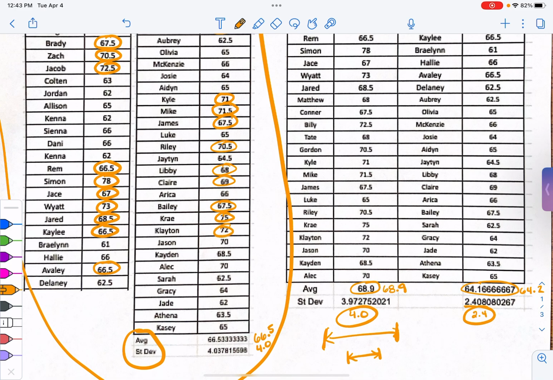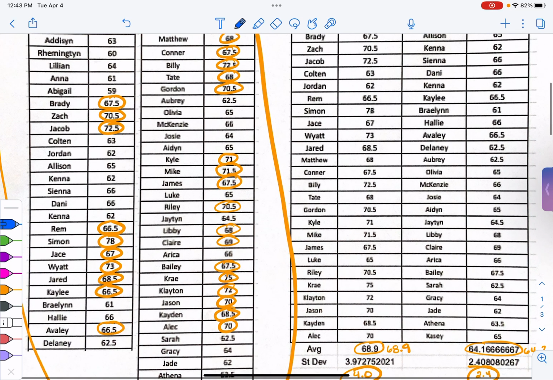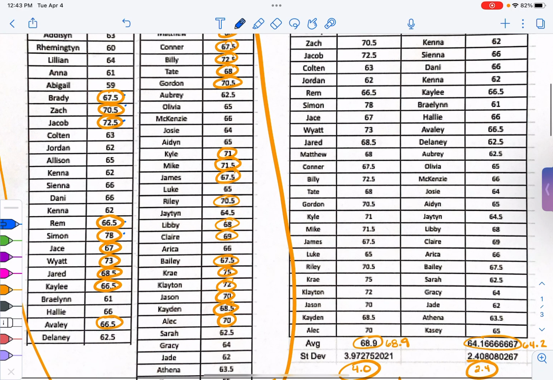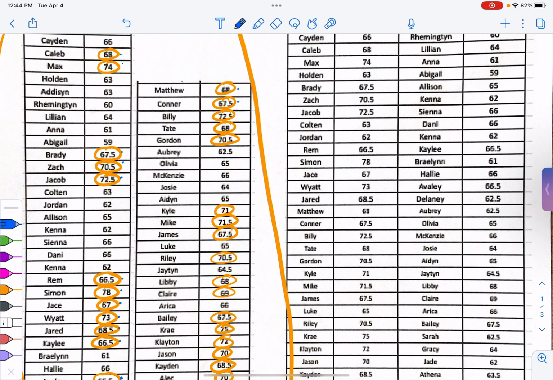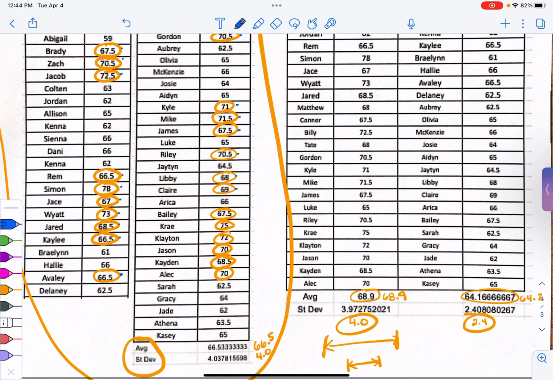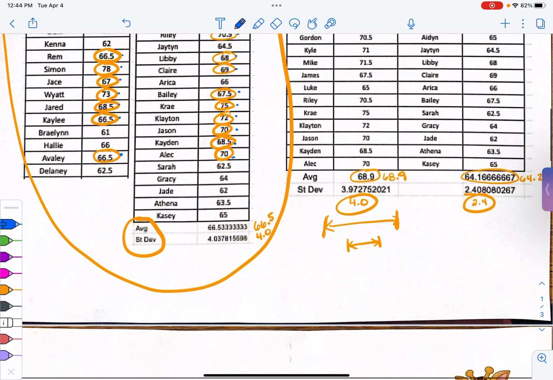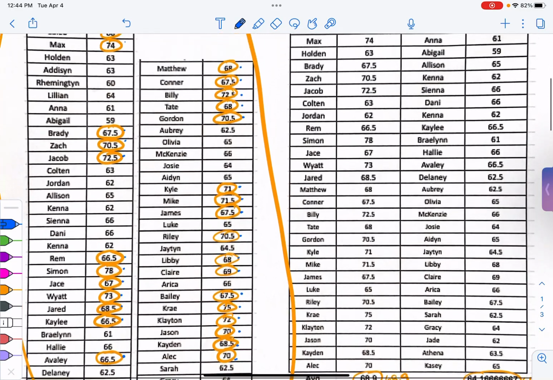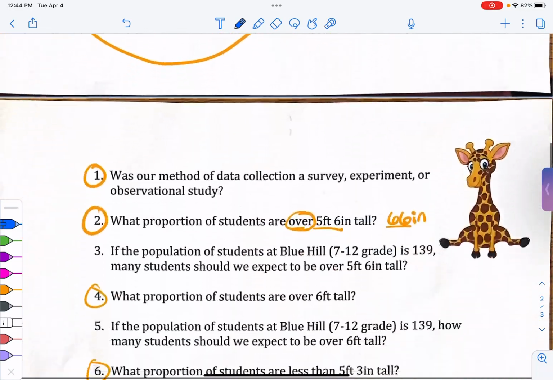I'm trying to do this really fast, so I'm not taking up too much of your time. And that's it. Okay, so if I count those up, that is 1, 2, 3, 4, 5, 6, 7, 8, 9, 10, 11, 12, 13, 14, 15, 16, 17, 18, 19, 20, 21, 22, 23, 24, 25, 26, 27, 28, 29 students. I think I got all of them, hopefully.